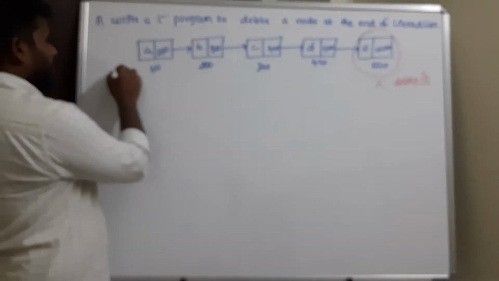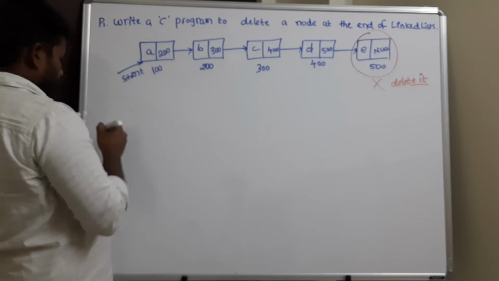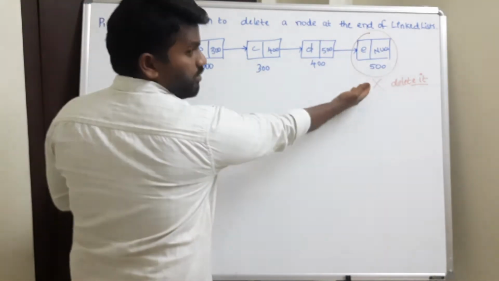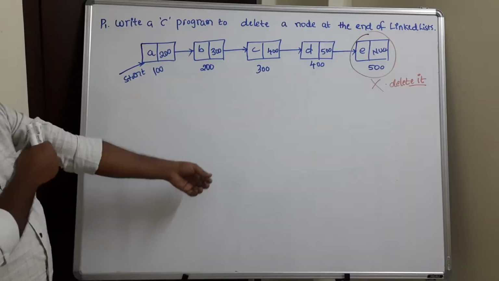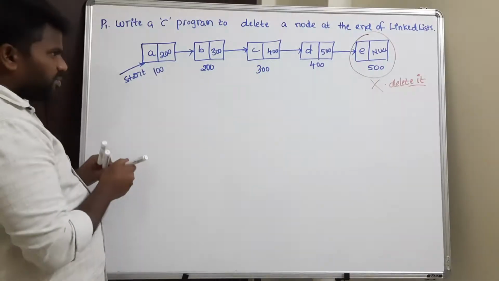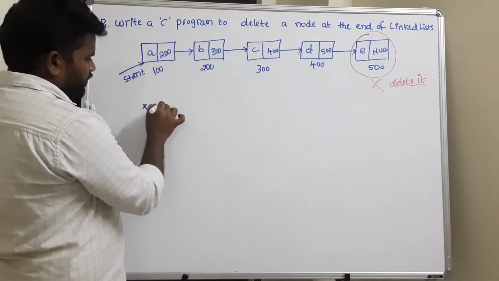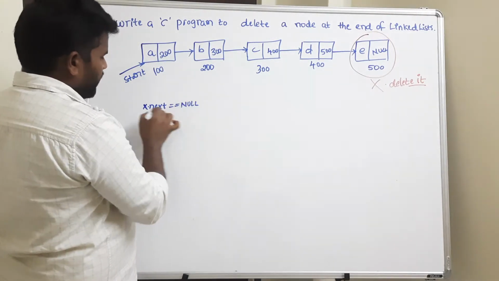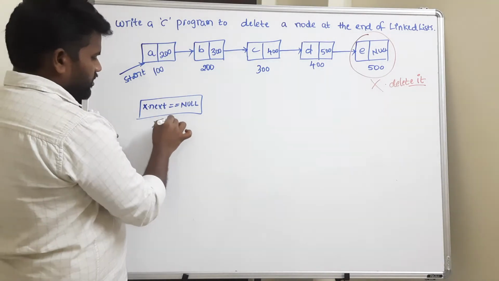This is the starting address, the start node address. We start here, and from here we need to reach the end, because we need to delete that last node, right? So what is the last node? How can we identify it in a linked list? If x dot next equals null, then we can say that this x is the last node.